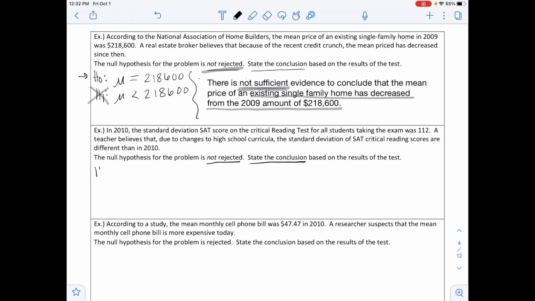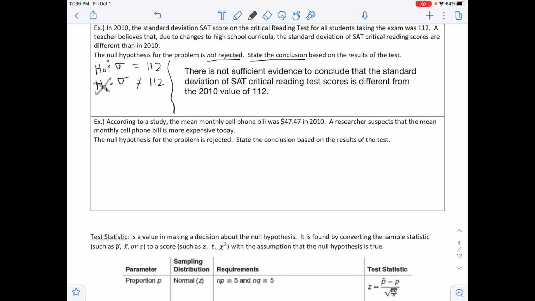So again, rewriting our H0 and H1 for our null and alternative hypotheses, we have that our standard deviation was equal for our null and different for our alternative. Stating our conclusion, since the null hypothesis was not rejected, we are rejecting our findings. And so there is not sufficient evidence to conclude that the standard deviation of SAT critical reading test scores is different from the 2010 value of 112.